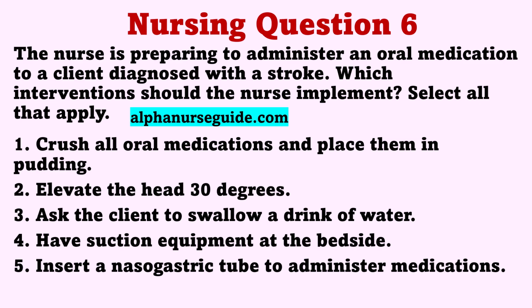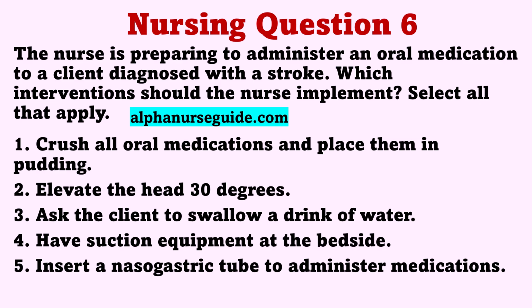5. Insert a nasogastric tube to administer medications. The correct answers are 1. Crush all oral medications and place them in pudding, and 3. Ask the client to swallow a drink of water. Rationale. Some medications can be crushed and administered in pudding if the client has difficulty swallowing, but the nurse needs to be aware that enteric-coated or time-release medications should not be crushed.